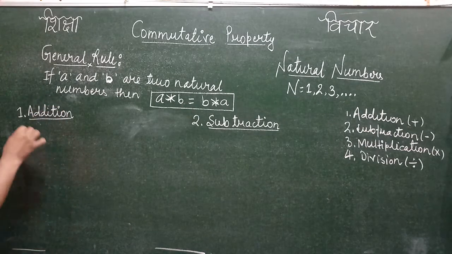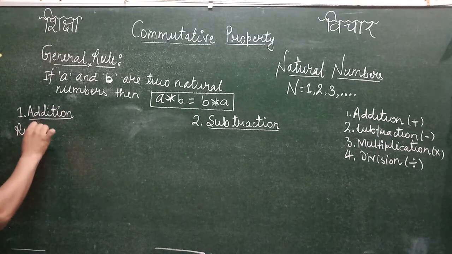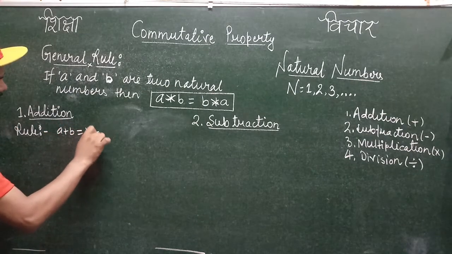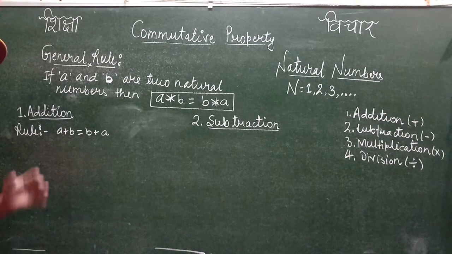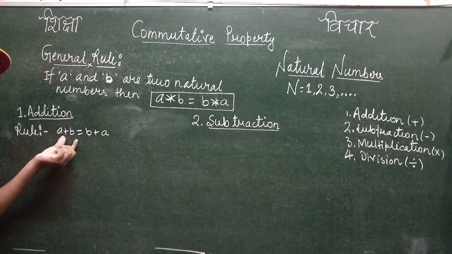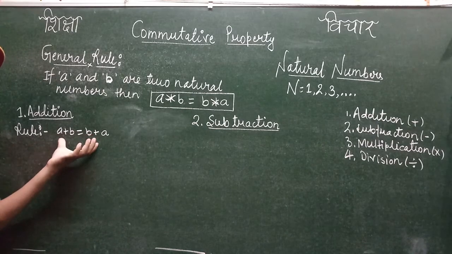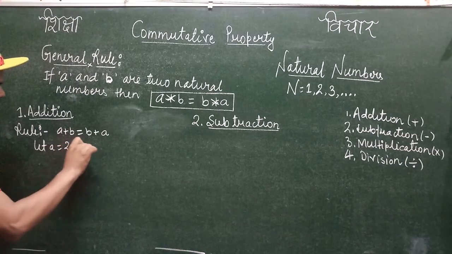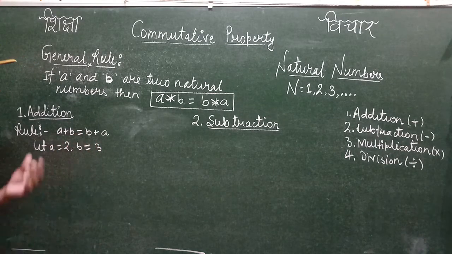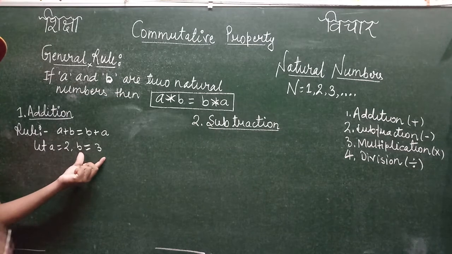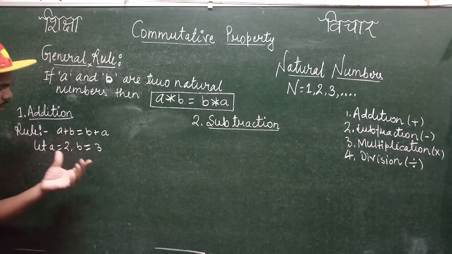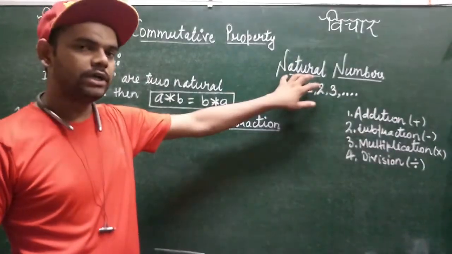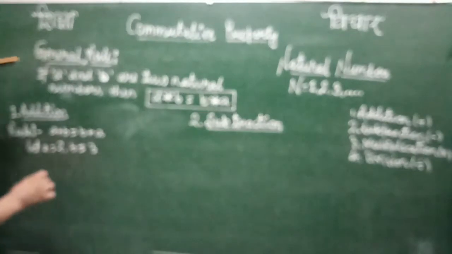So what would be the rule for addition? The rule would be A plus B must be equal to B plus A. That means all the natural numbers A and B must satisfy this equality. So let A equals 2 and B equals 3. We can see that 2 and 3 both are natural numbers. You can take other numbers, but the condition is that all those numbers should come from this set called natural numbers.